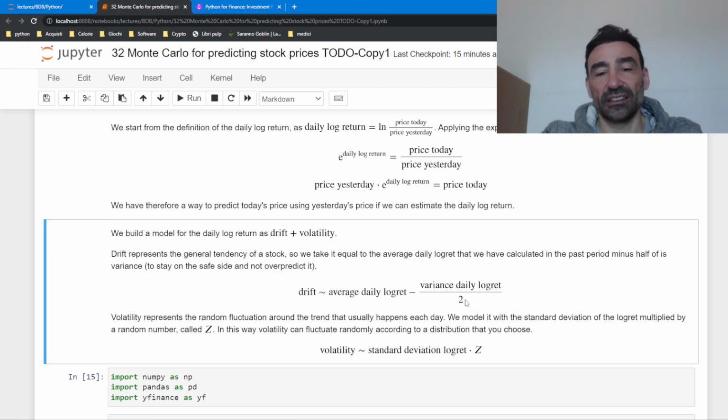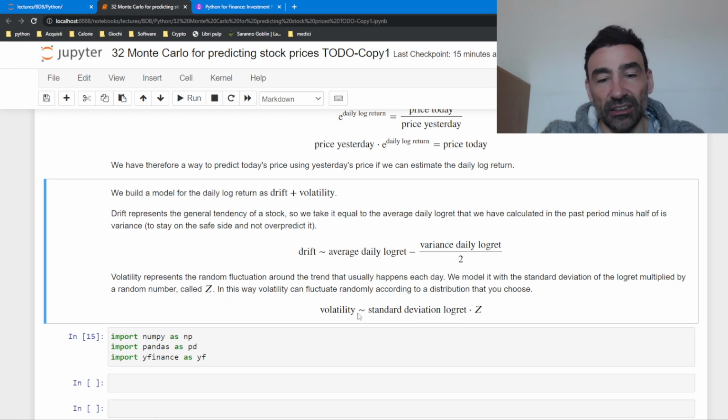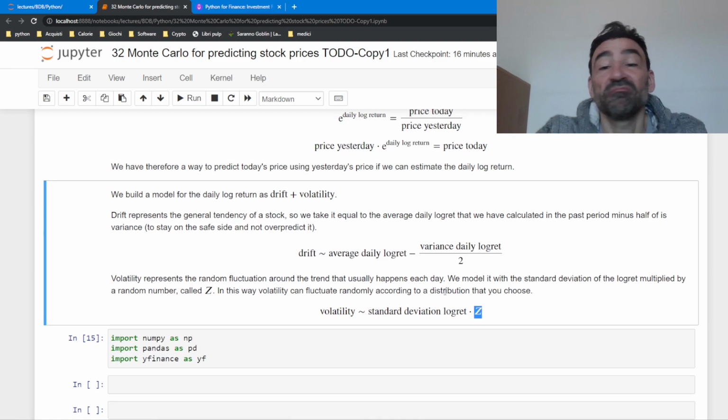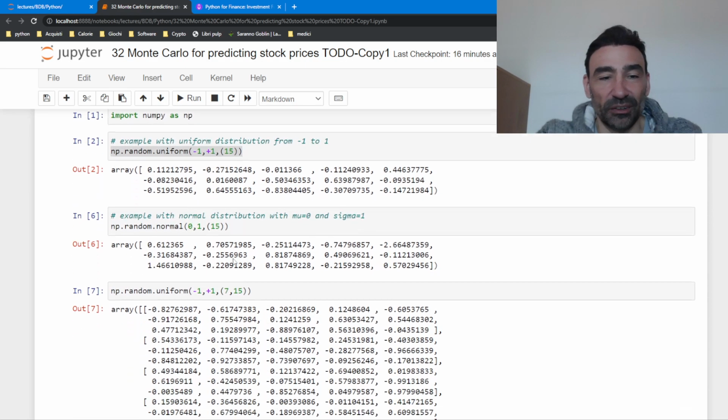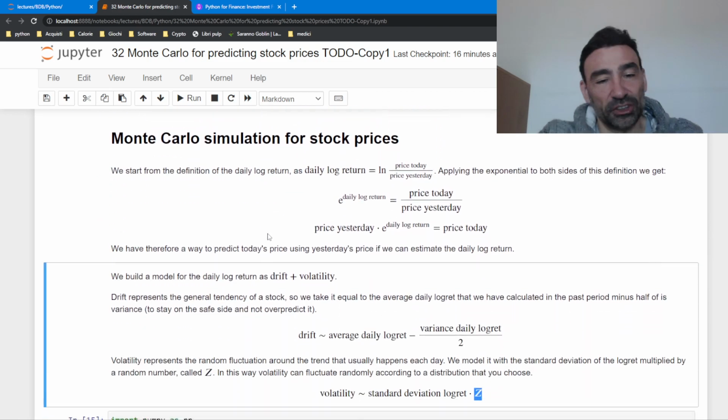We'll take instead a stochastic approach, so a random approach, and the volatility, we estimate it, this means estimate, with the standard deviation of the log return, multiplied by a random variable. A random variable is nothing else but a mathematical variable which does not have a fixed value but has a value which varies randomly, like this one. Now you understand why I introduced the random function, the random package in NumPy.